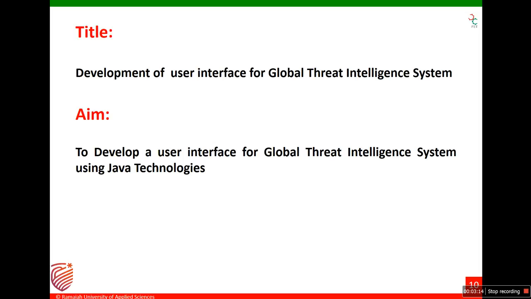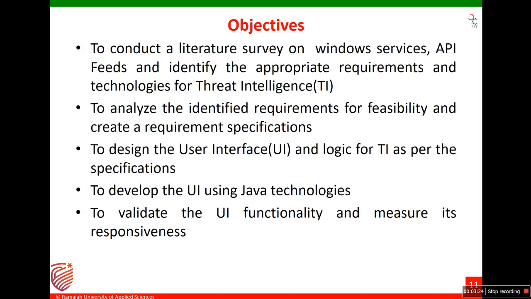The main title of this project is development of user interface for global threat intelligence system. The aim of the project is to develop a user interface for the global threat intelligence system using Java technologies. The main objectives are to conduct a literature survey on Windows services and API feeds, and identify appropriate requirements and technologies for threat intelligence, to analyze the identified requirements for feasibility and create a requirement specification, to design a user interface, and to develop a user interface using Java technologies and validate it. Those are the main objectives of this project.